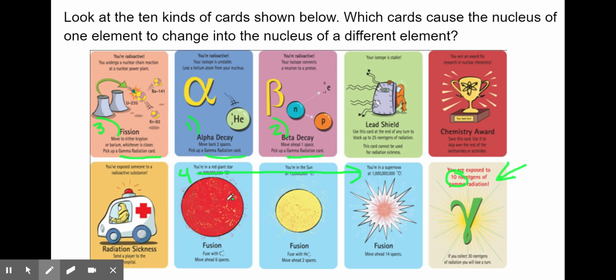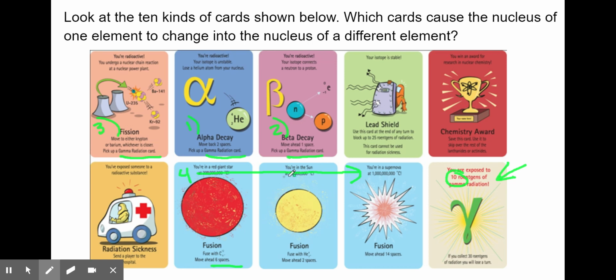Okay, so let's talk about fusion. You will notice that you have 3 different types of fusion, or places where fusion can occur. Take a look. This very first one that is red says you're in a red giant star, and it lists the temperature on there. It says you fuse with this version of carbon, and then it says move ahead 6 spaces. Well, why do you move ahead 6 spaces? You are joining together with carbon. What's the atomic number of carbon? It's 6, right? So we're gaining 6 protons. You move ahead the number of protons that you're gaining, okay?